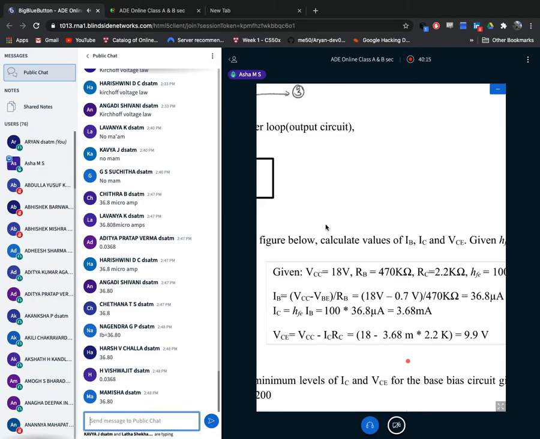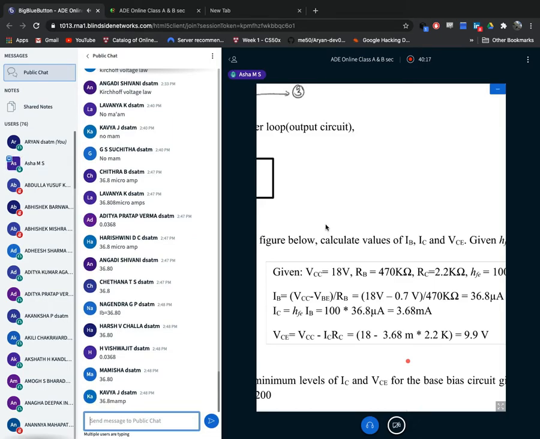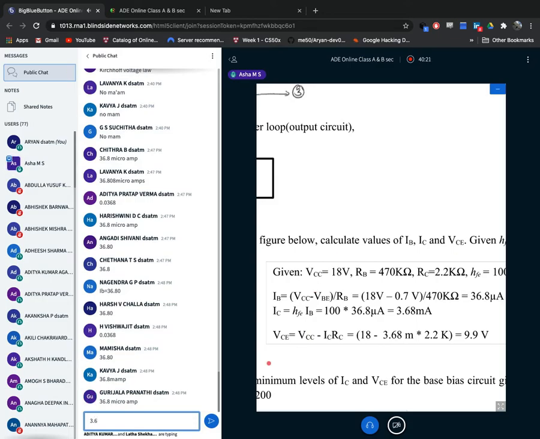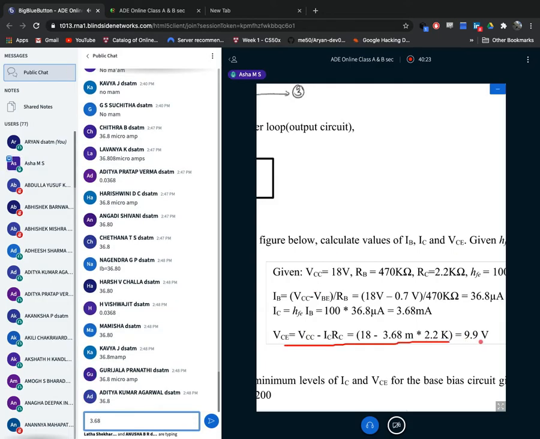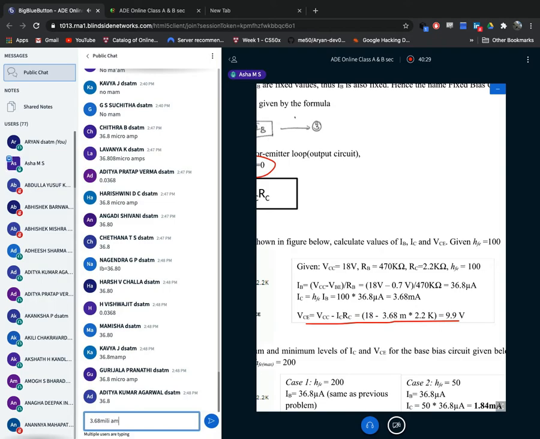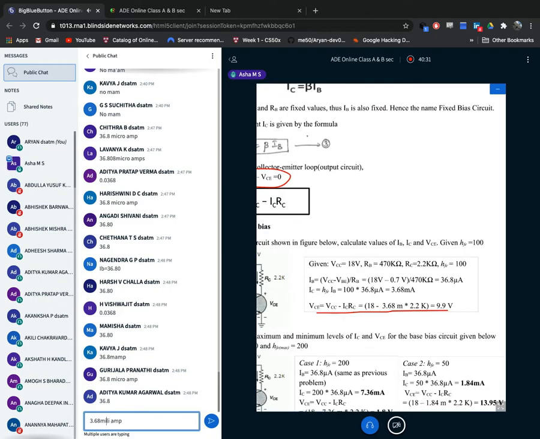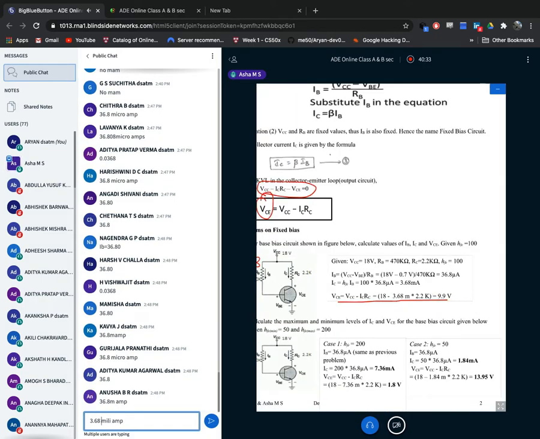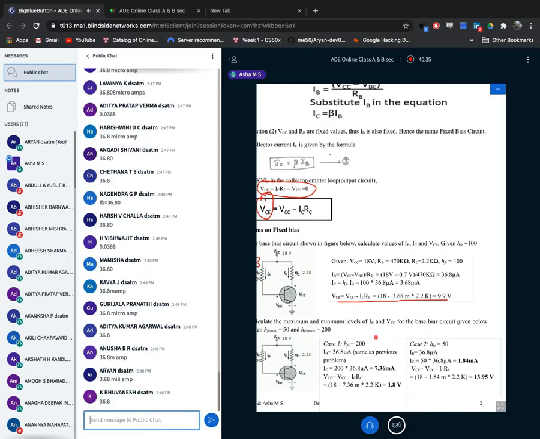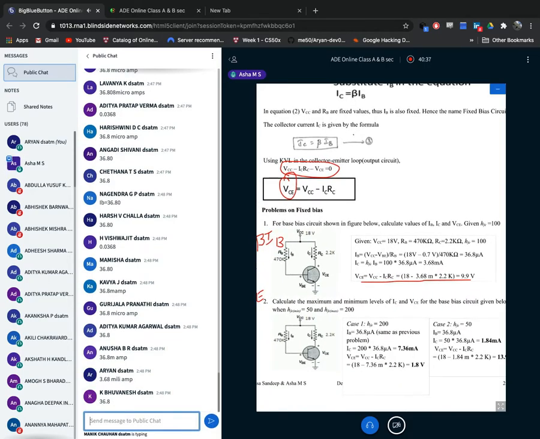When you substitute for VCE, VCE is equal to VCC minus IC RC. VCC is given in the problem, it's 18 volts. IC value is 3.68 milliamps, which we just calculated. RC value is 2.2K, which they have given. So what is the value of VCE? VCE value is 9.9 volts.